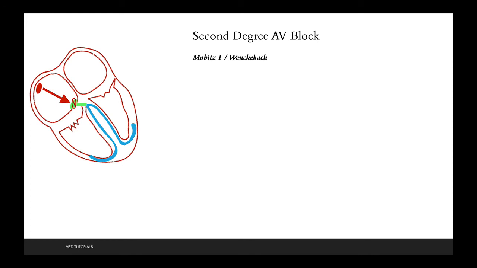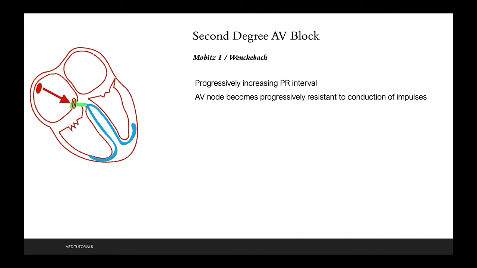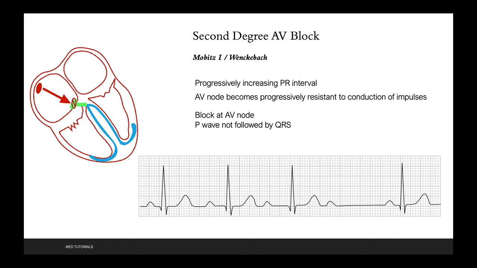Second degree AV block is of two types. The first one is Mobitz type 1 or Wenckebach. Now here there's a progressively increasing PR interval. Why is that? Because the AV node becomes progressively resistant to the conduction of impulses until there is a block at the AV node. And then what we see on the ECG is there's a P wave which is not followed by the QRS.